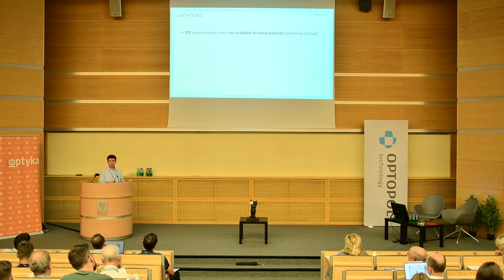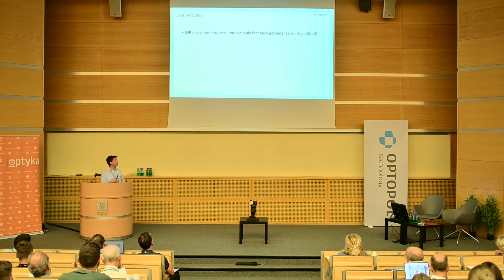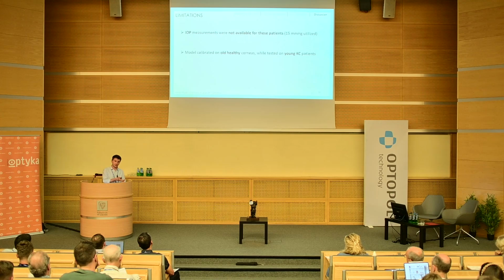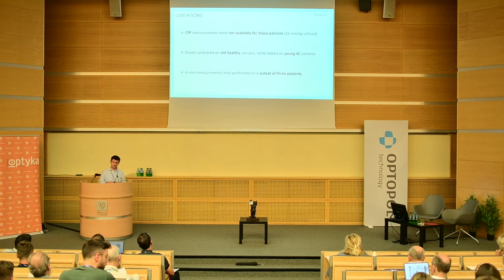So these are the results of our study. Of course, it's not free of limitations. The first one is that IOP was not available for these patients, so what we did is apply 15 millimeters of mercury to all of them. The second is that the model was calibrated on all healthy donor corneas, but we actually tested young keratoconus patients. So they were softer corneas because they were younger and they were affected by the treatment. And the in vivo measurement was only performed on a subset of 3 patients.